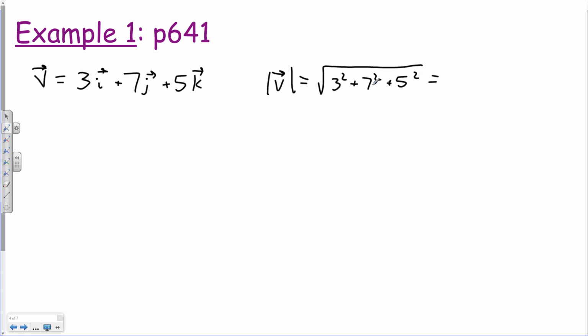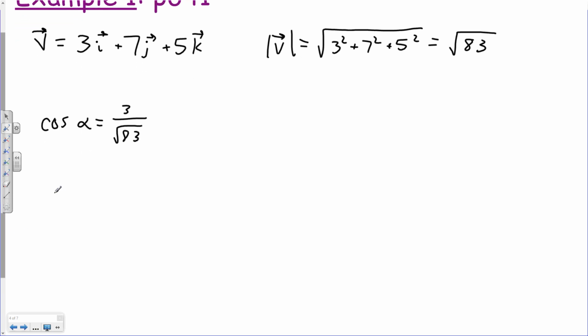So what do we end up with? A 9 and 49. 49 is 58 and 25. That sounds like 83. So the square root of 83 is what we should have here. So our magnitude is the square root of 83. So if we want to find the direction cosines, we can say that the cosine of alpha is equal to, we just take the x component divided by the magnitude that we got here. So this is just 3 divided by the square root of 83.